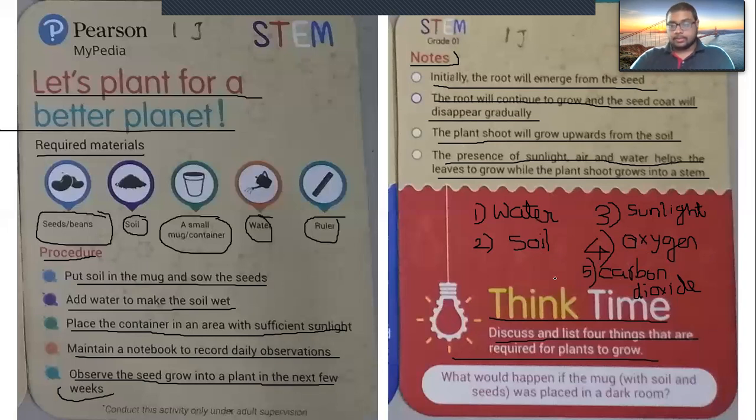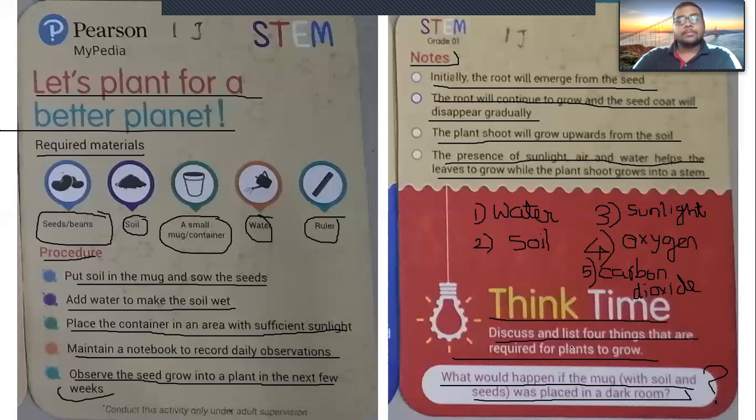Okay, now one more question for everyone. What would happen if the mug, that is with soil and seeds, was placed in a dark room? What do you think? What would happen? Think.